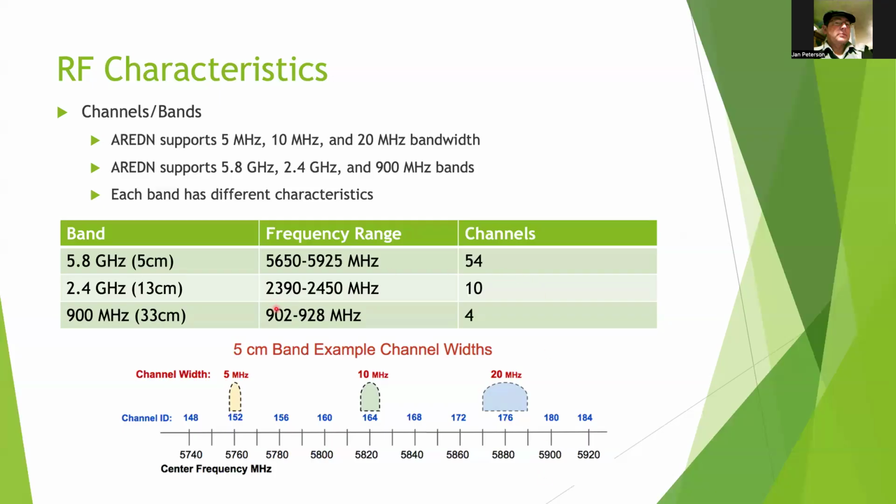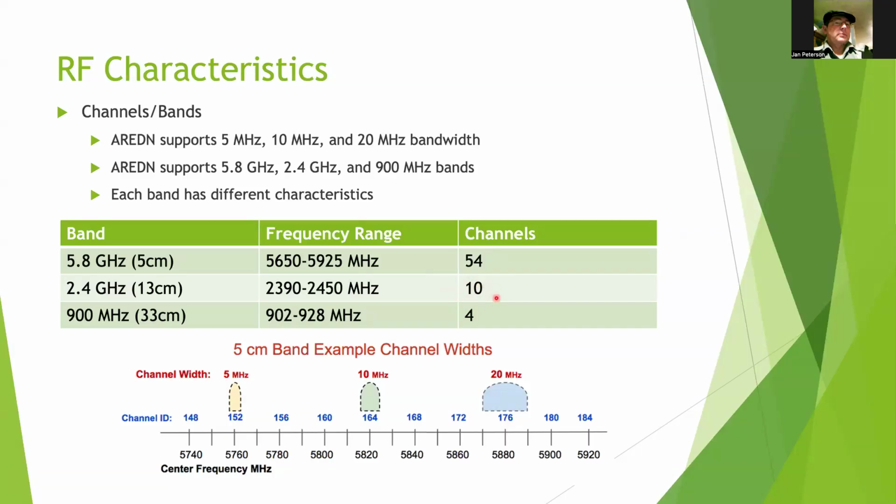Anyway, so the advantage of the 5.8 gigahertz is it's got 54 channels to choose from, so there's a lot of room in there. The 2.4 gigahertz in the US, there's really only 10 channels you can use. In other countries, I think it goes up to 13, but in the US, there's only 10.